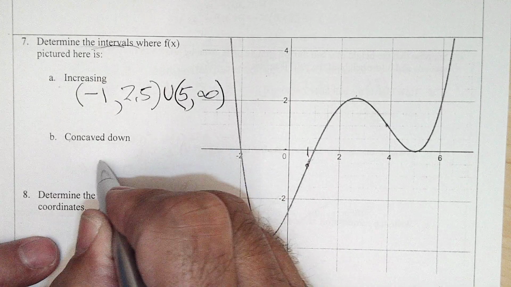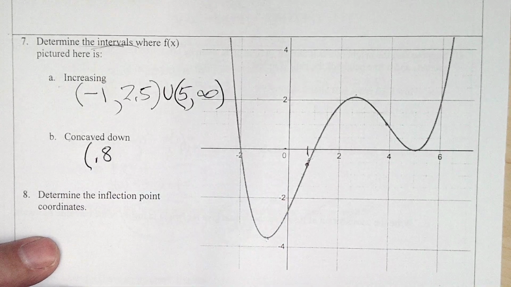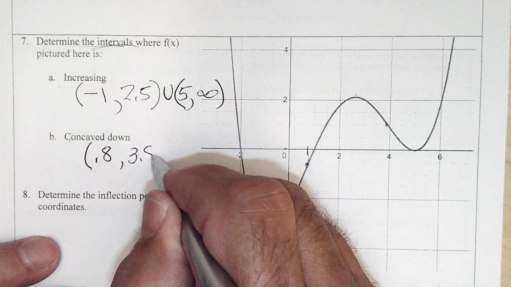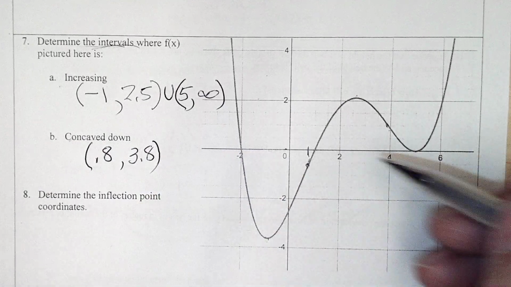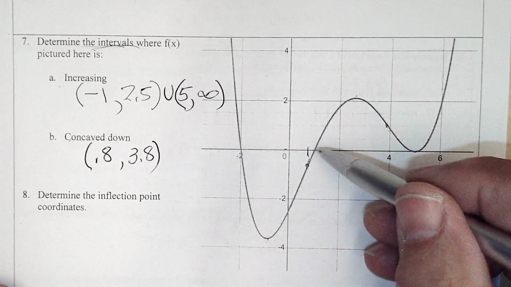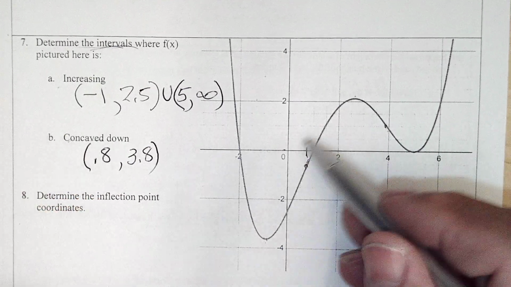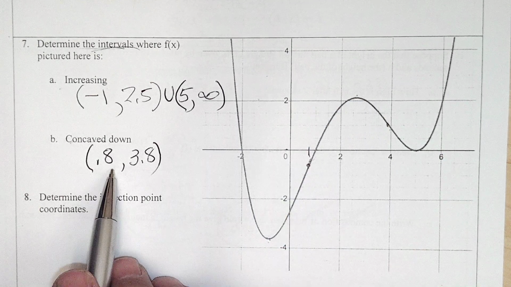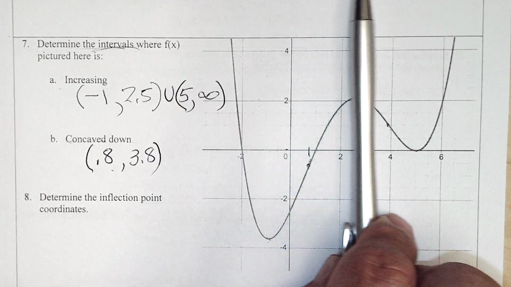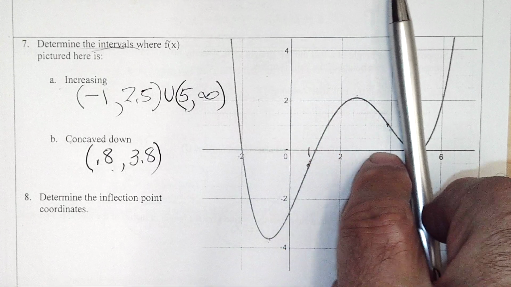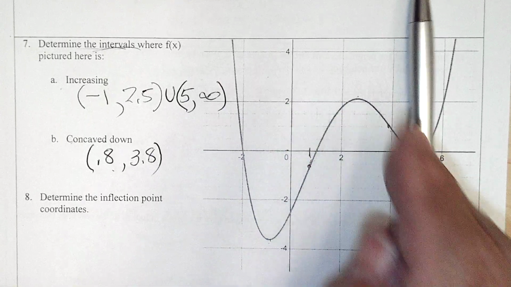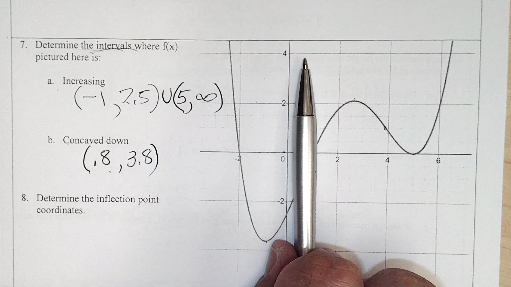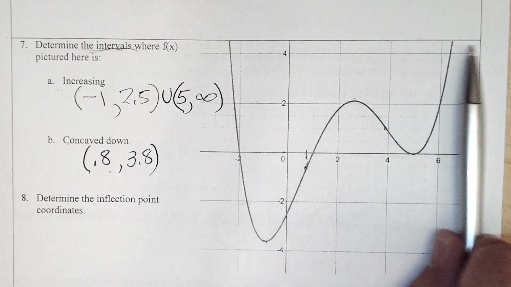That might be like 0.8 estimate to 3.8. Now, if you used 4, I would be okay with that. If you said 1, I would be okay with that. Those are reasonable estimates for the interval, the x values where this curve is curved down. Not a point. It's the beginning x and the ending x values on the x-axis where this curve is concave down. Concave up would be from negative infinity to there, and from there to infinity.